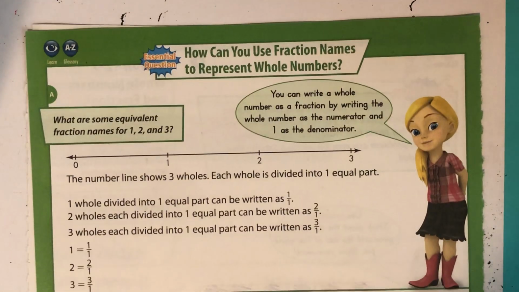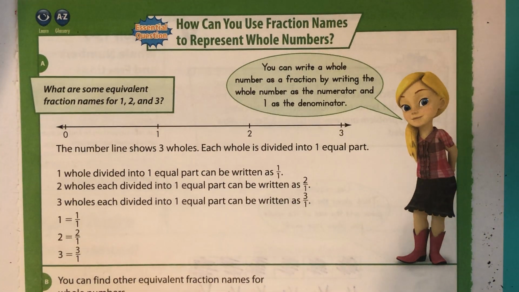How can you use fraction names to represent whole numbers? What are some equivalent names for 1, 2, and 3? You can write a whole number as a fraction by writing the whole number as the numerator and a 1 as the denominator, or the bottom number.